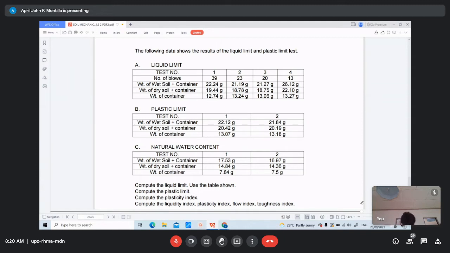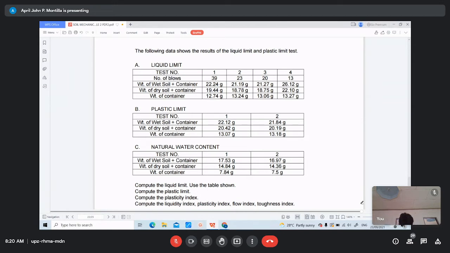Weight of dry soil plus container in test number 1, 19.44 gram. In 2, 18.78 gram. Then 18.75 and 22.10 gram. Weight of the container equals, in test number 1, 12.74 gram, 13.24 gram, 13.06 gram, 13.27 gram. D, plastic limit.